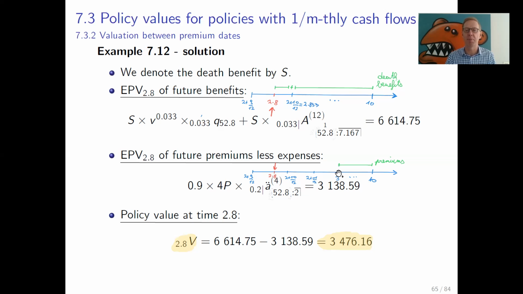Because it only starts at time 3, and then from time 3 there are only premiums for the next 2 years, so for a duration of 2 years. This annuity amount multiplied by 0.9 multiplied by 4p gives us the actuarial value of future premiums less expenses, and that amounts to 3,138. The policy value at time 2.8 is then the difference between the expected present value of future benefits and the expected present value of future premiums, and this gives us an amount of 3,476.